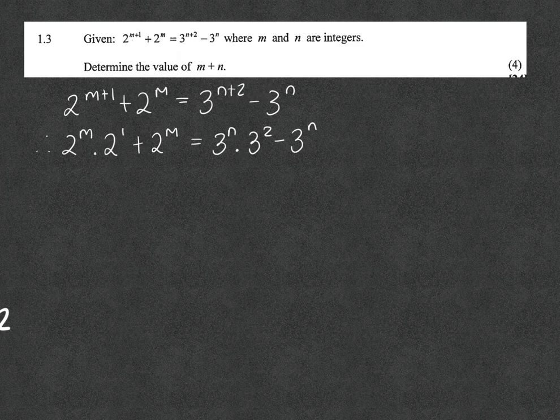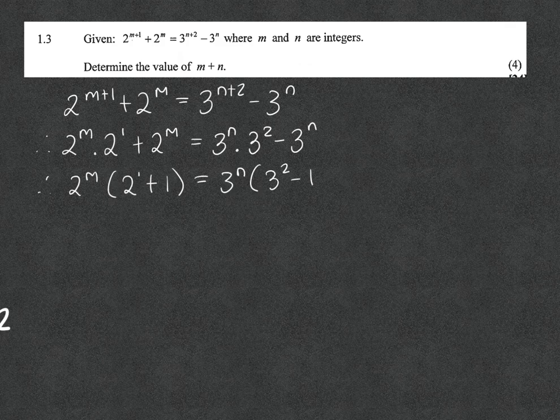What that actually does for me, guys, is it then shows me, oh, I can see a common factor. So let's take 2 to the m out as a common factor. I'm left with 2 to the 1 plus 1 equals 3 to the n, open bracket, 3 squared minus 1. Remember, when you take the whole thing out as a common factor, there's always a 1 left over there, not nothing. Okay, awesome. So now that we have that, we can then simplify our answers. So let's see what we got here. So we've got 2 to the m times 3 equals 3 to the n times 9 minus 1, which is 8.